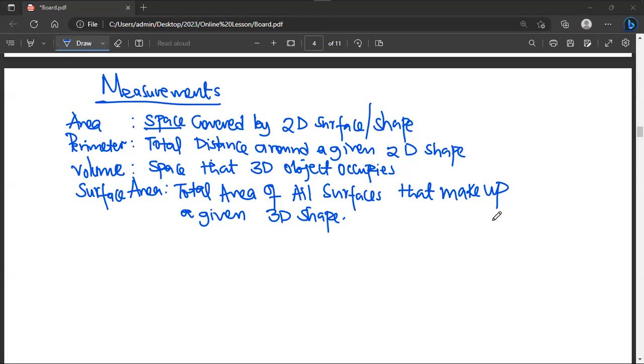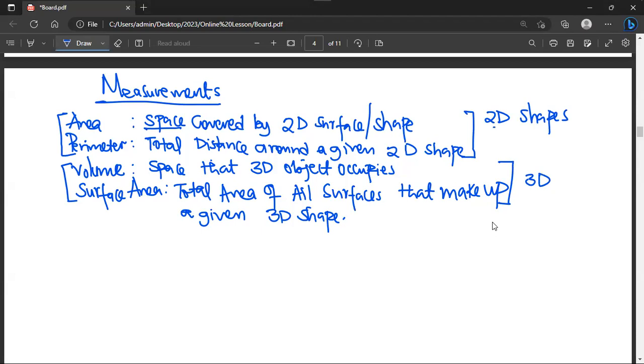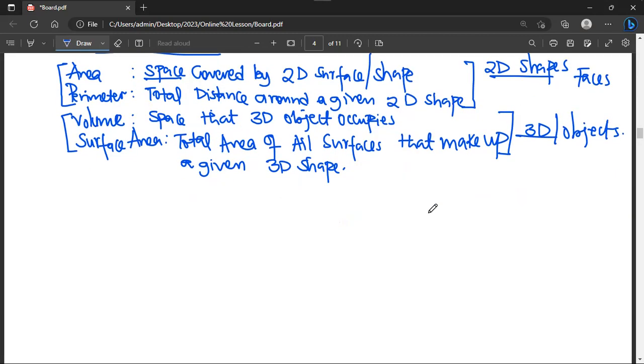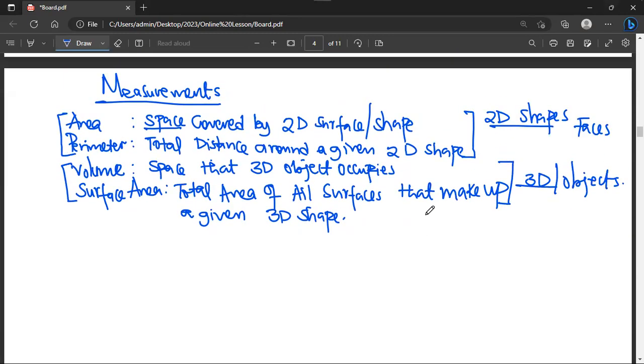When we look at these factors, area, perimeter, volume, and surface area, first and foremost, let's take note that area and perimeter are for 2D shapes, whereas volume and surface area are for 3D. Here we look at faces, and here we look at what we call objects. We shall start with a normal factor.